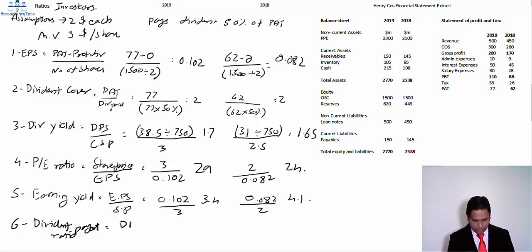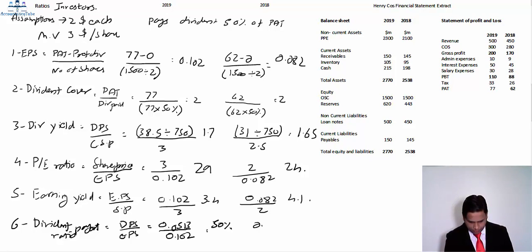Dividend payout ratio is DPS over EPS. We already computed our DPS in the third ratio, that's in the dividend yield ratio. It was 0.0513 divided by EPS. We already know the EPS is 0.102. This becomes 50%. Doing the same for 2018 is 0.413 over 0.082. That gives you 50%. Now there's a tie. Dividend payout ratio is 50%.